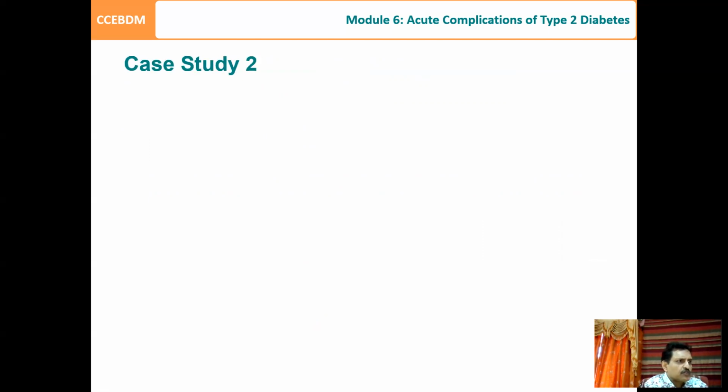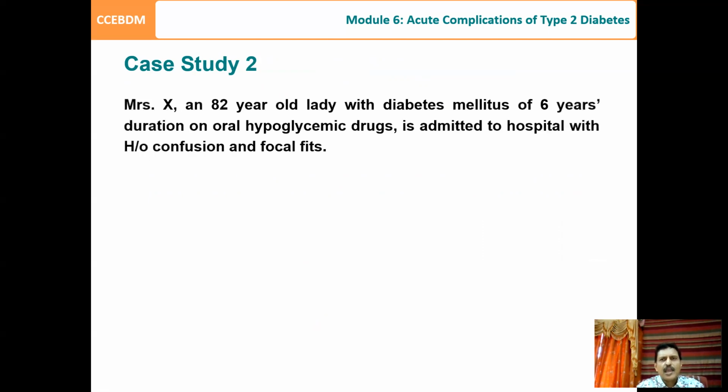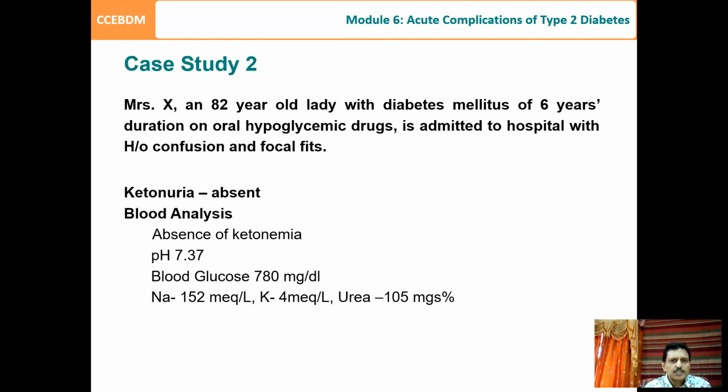So I'll start with a case study. This is an 82-year-old lady with diabetes mellitus for 6 years duration, and she was on oral hypoglycemic drugs and admitted to the hospital with confusion and with focal deficits. Remember that the hyperosmolar non-ketotic coma often or mostly comes with neurological symptoms. On the other hand, in DKA patients, they usually don't have neurological symptoms. If they have neurological symptoms, it is a severe case. So this is the difference between the two.